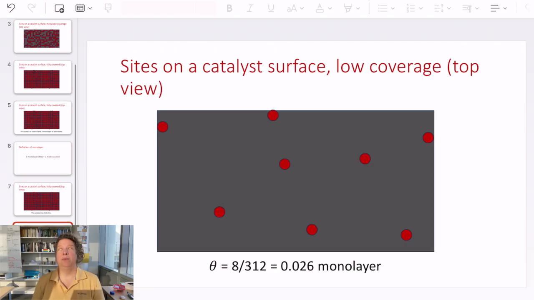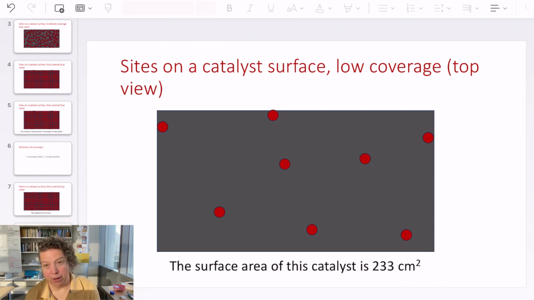So if I go back to my low coverage representation and my moderate coverage representation. In my low coverage representation, I said that I only had 8 molecules on the surface, but I also know that I have 312 total sites. So if I wanted to know the coverage in fractions of a monolayer, I simply divide 8 by 312. I get 0.026. So this is a pretty low coverage surface. Only about 3% of the sites are filled, and that leaves about 97% of the sites available to carry out the catalysis.